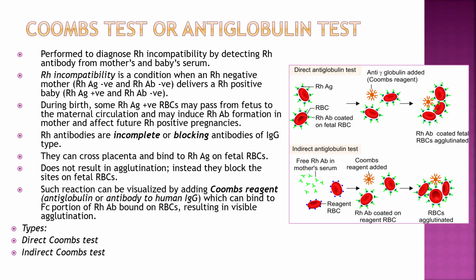There are two types, direct and indirect. In the direct antiglobulin test, the Rh antigen is present on the RBCs, and the fetal RBCs are antibody coated. Antiglobulin, that is Coombs reagent, is added, and the Rh antibody coated fetal RBCs get agglutinated. In the indirect antiglobulin test, there are free Rh antibodies in the mother's serum, and reagent RBCs are there. When Coombs reagent is added, the Rh antibody coated reagent RBCs get agglutinated.